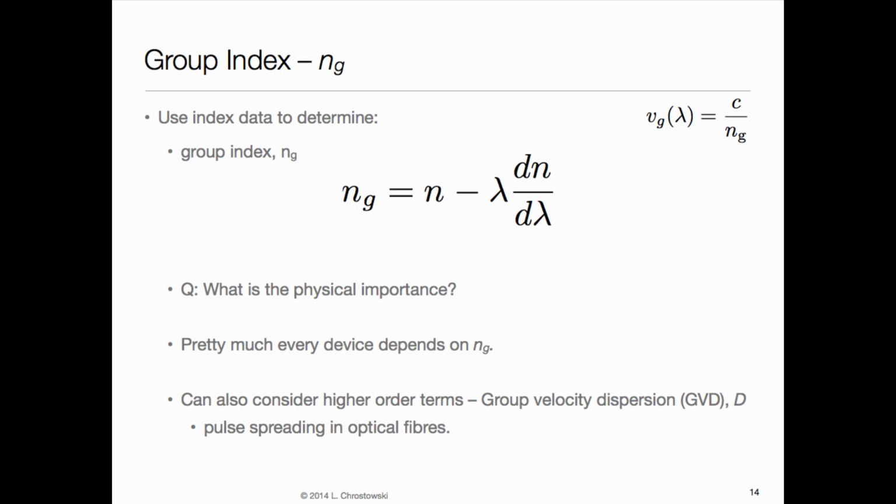The group index can be found if we know the wavelength dependence of the index of refraction, namely dn/dλ. We will see that when we design optical circuits, for example the interferometer, the response of the circuit is dependent on the group index. In fact, you will see that it is easy to measure the group index from the optical circuit's behavior. However, it is challenging to measure the index of refraction directly. We can also consider higher order dispersion terms by taking further derivatives. This allows us to consider group velocity dispersion, which describes how a pulse spreads in an optical fiber, for example.